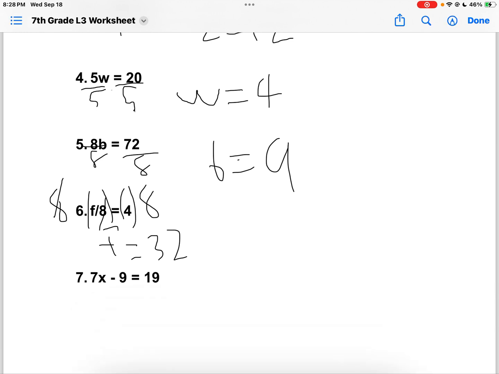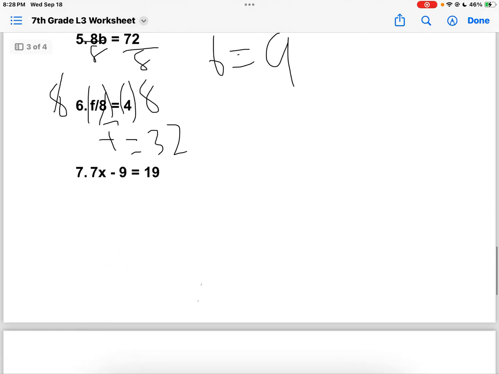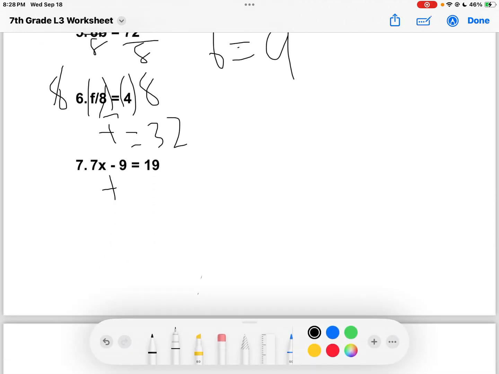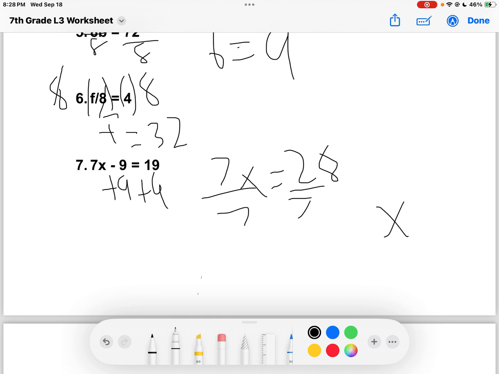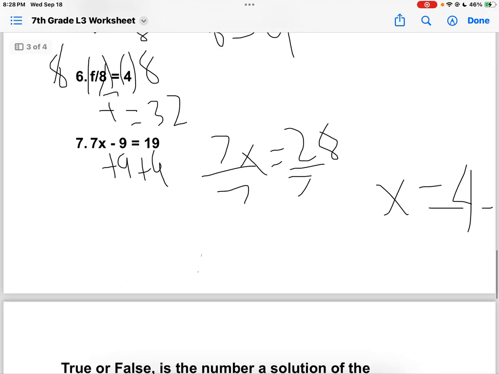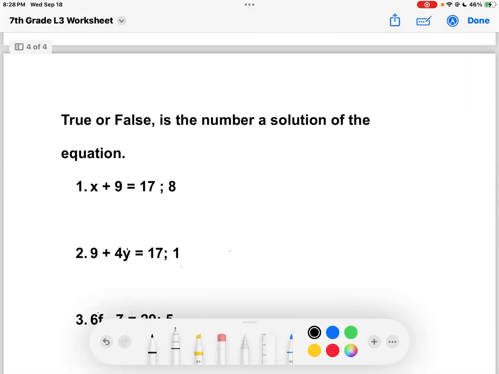And number 7, 7x minus 9 equals 19. Add 9 to both sides to get 7x equals 28. Divide by 7 and get x equals 4. So yeah, those are the answers, and we'll now be moving on to true or false questions.